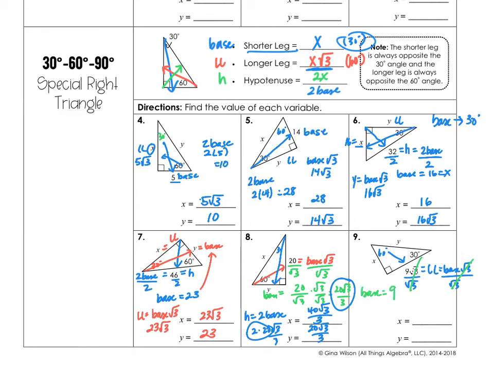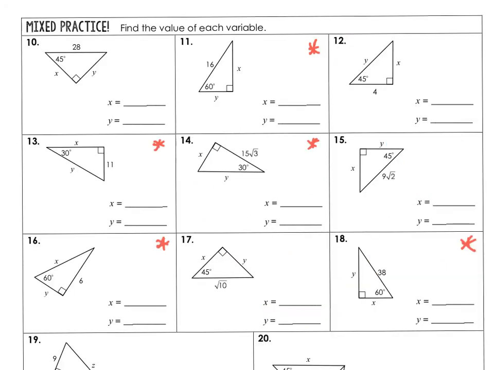So now you have to figure out which variable is our base. It's always across from the 30-degree angle. So our base is x. So x is 9. And remember, once you find your base, then you can easily find your hypotenuse because your hypotenuse is 2 times the base. So 2 times 9, which is 18. And our hypotenuse was y. Okay? I'm going to do a couple more and just see what we've got going on here.